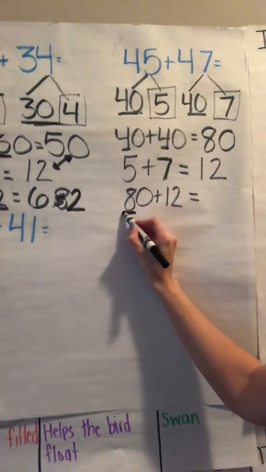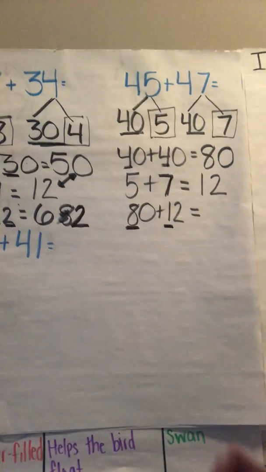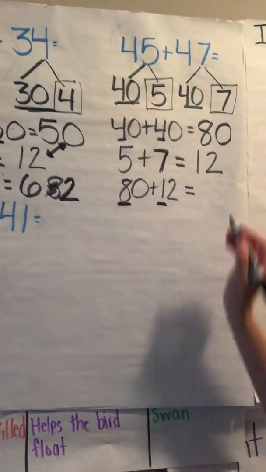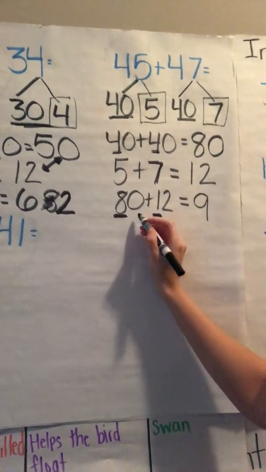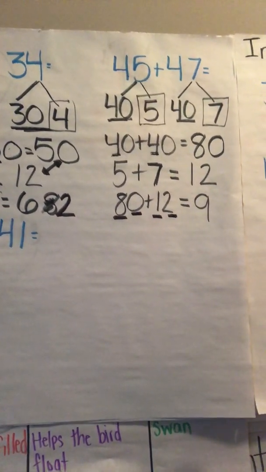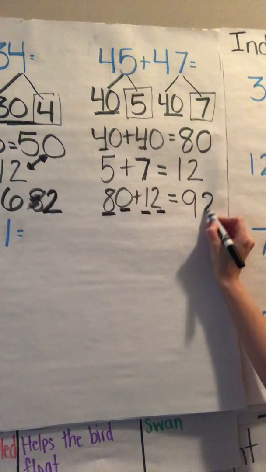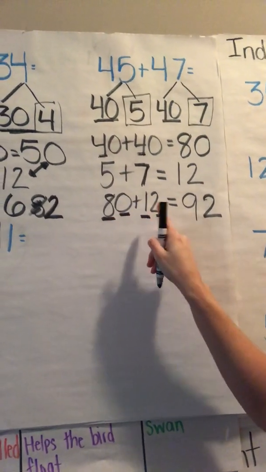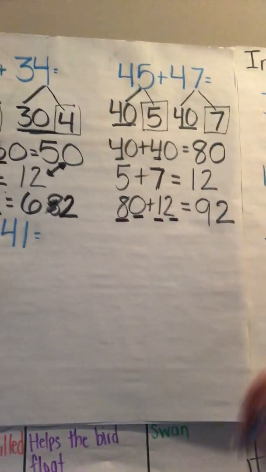So we have our 8 and our 1. 8 plus 1 makes 9. And then our 0 and our 2. 0 plus 2 equals 2. So 80 plus 12 equals 92.